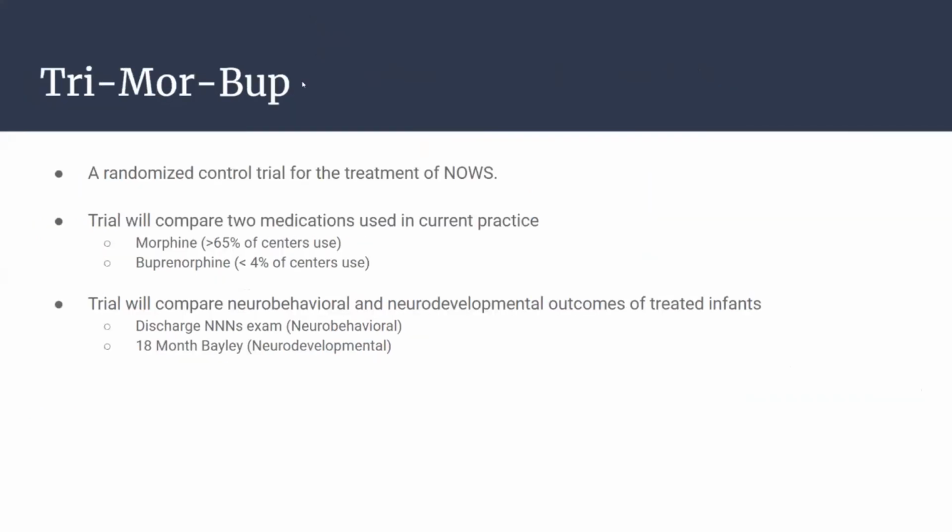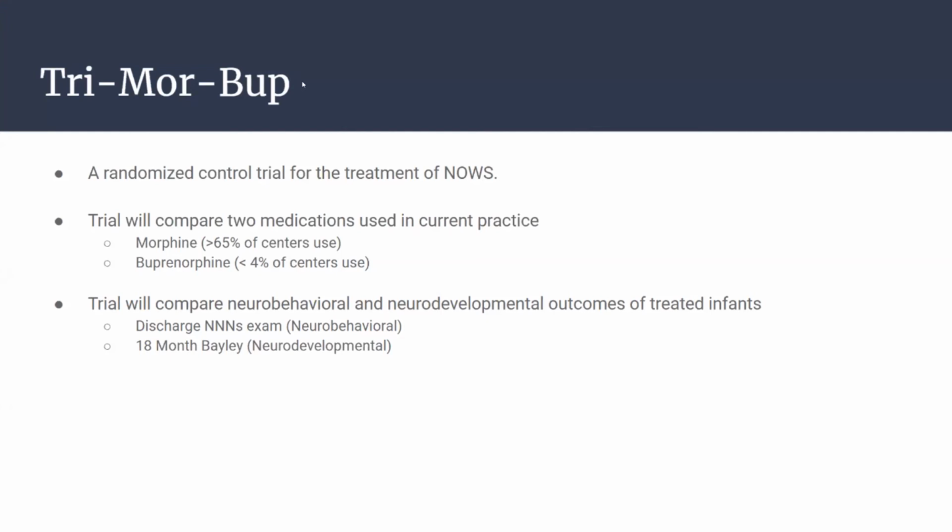The second project that we're working on is what we've labeled the Tri-Mor-Bup protocol. It's a randomized control trial for the treatment of NOWs. The trial is going to be comparing 2 medications that are used in current practice. One is morphine, which from a large multi-center retrospective chart review, more than 65% of centers across the country use. And then the other one is buprenorphine.